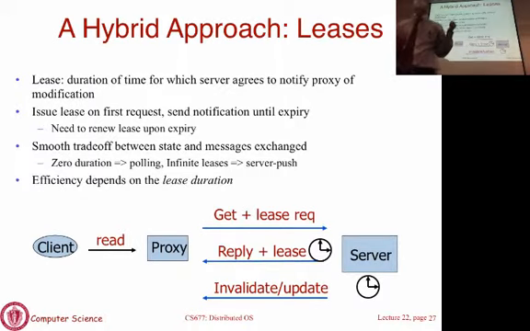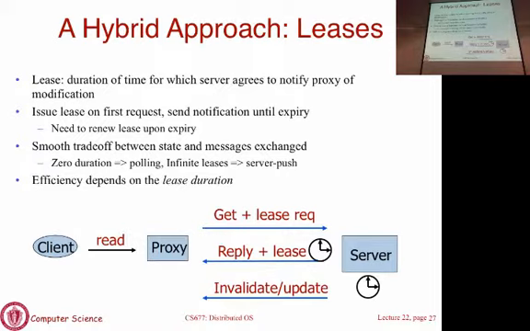So the efficiency of this approach depends on how you pick a good lease duration. Just as you have to pick a good TTL, time to live, you have to pick a good lease duration. For popular pages, you pick longer leases because you know the page is popular. Why let the lease expire and have to renew it? Pick a longer lease. For pages that you don't think are popular, start with a short lease. If you start seeing requests, ask for a longer lease.